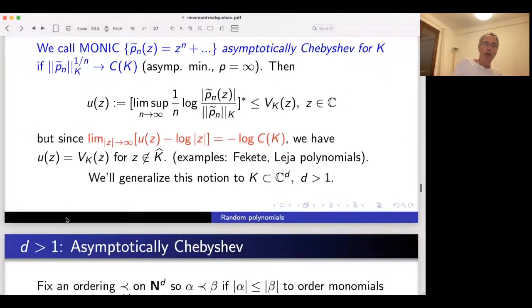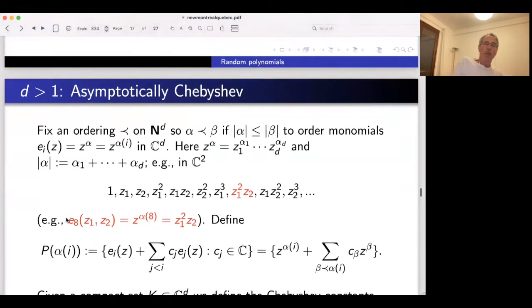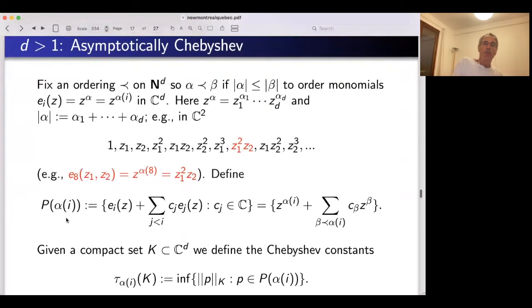And how do we do that? Well, we've got lots of Chebyshev polynomials. So here's what we're going to play with. We're going to look at multi-indices alpha. So if you take a monomial in several variables, and here think of C2 for the moment, so z to the alpha, then that means z1 to the alpha 1 times z2 to the alpha 2, et cetera, times zd to the alpha d in d dimensions. So alpha we're using is this multi-index, alpha 1 through alpha d.